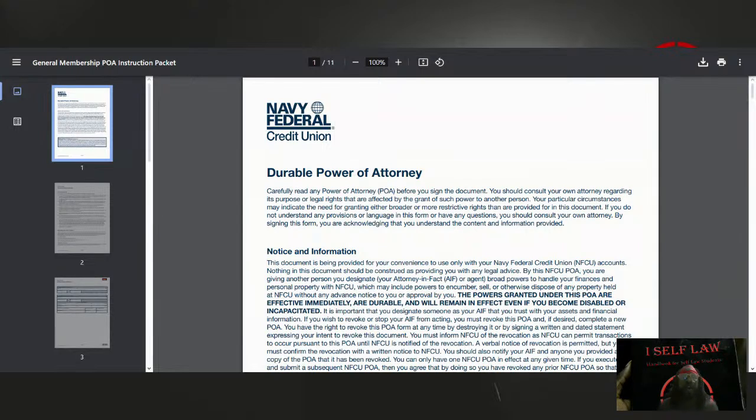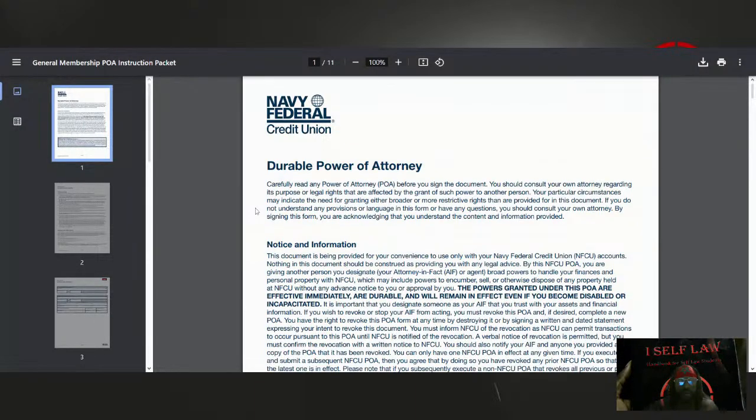It's called a durable power of attorney. Before you endorse any bills, you need to fill this out, get this signed, notarized, and take it to the bank where you do business, take over your account. I got my glasses on, so I'm gonna read this. This is from Navy Federal Credit Union, the durable power of attorney. It says carefully read the power of attorney before you sign. So read this thoroughly. So let's read it.